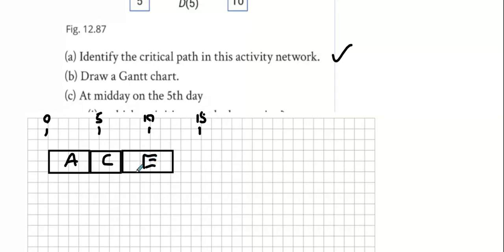It's almost like a schedule. You do A from 0 to 4, don't you? You do C from 4 to 7, and you do E from 7 to 12. See how easily read that is? You can schedule a worker to do that.